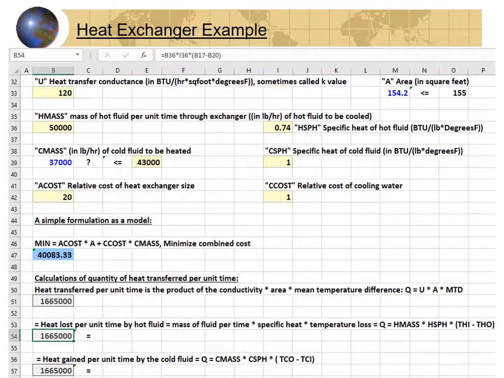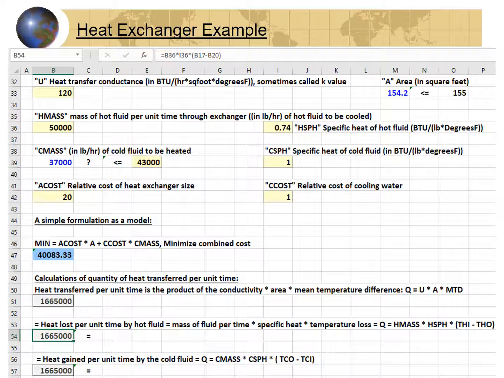In other situations, there may be constraints on these things, discrete choices, and so forth. So that's the objective function. And then we have various flow balance constraints, which you can see are summarized here. There's one related to the heat transferred per unit time based on the conductivity and the mean temperature differences. That's where we use this special function.